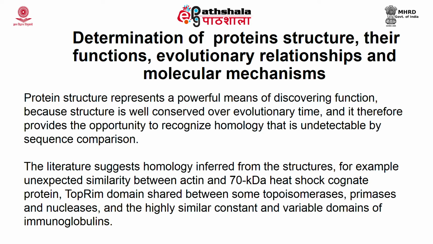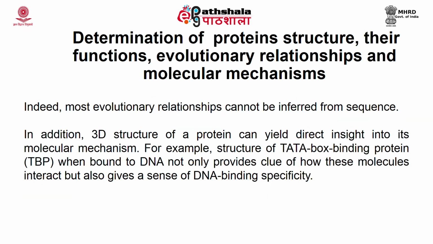For example, there was an unexpected similarity observed between actin and the 70 kilodalton heat shock cognate protein, the toprim domain shared between some topoisomerases, primases and nucleases, and also the highly similar constant and variable domains of immunoglobulins. Indeed, most evolutionary relationships cannot be inferred from sequence. In addition to this, the three-dimensional structure of a protein can also yield direct insight into its molecular mechanism.